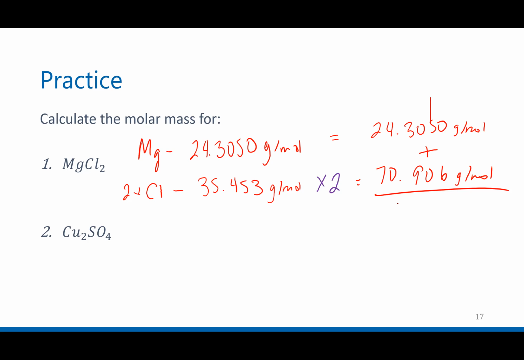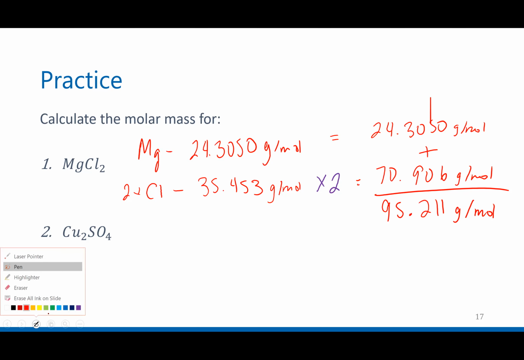My calculator, interestingly enough, tells me the answer, 95.211. When I say my calculator tells me the answer, I mean it actually gives me the correct number of significant figures. Remember, when you add numbers together, you take the lowest number of decimal places. So my answer has 3 decimal places. There is my molar mass for magnesium chloride.